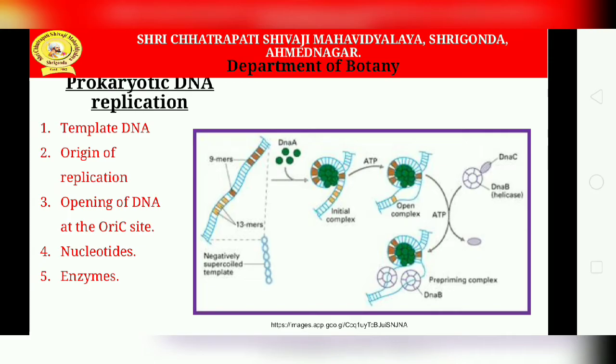Next is the opening of DNA at the OriC site. DnaA, DnaB and DnaC are needed to recognize the origin and to separate the strands of the parent DNA. Helicase enzyme binds to single stranded DNA and helps unwind double stranded DNA throughout the process of replication. Single stranded binding protein, that is SSB, also binds to the open single stranded DNA to avoid rewinding of the parent DNA.